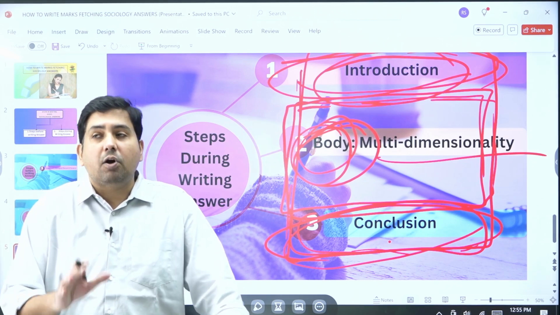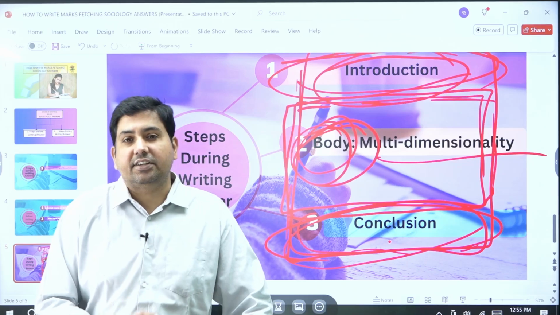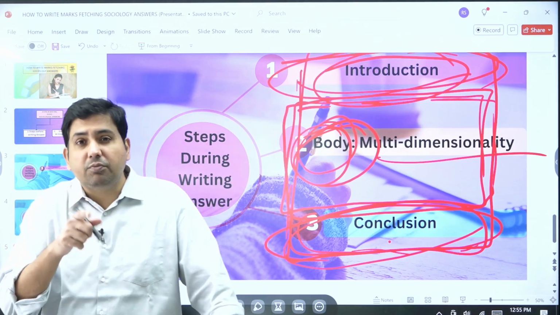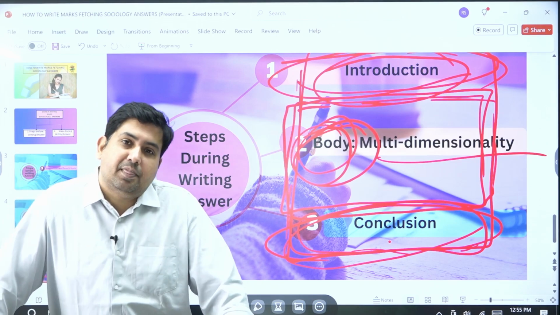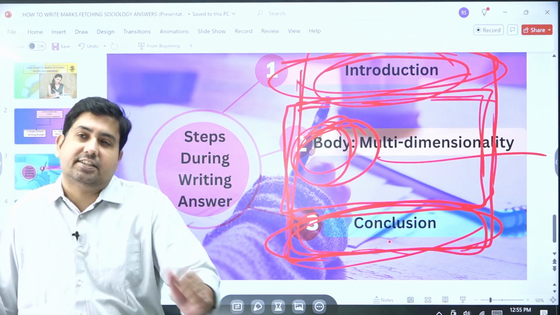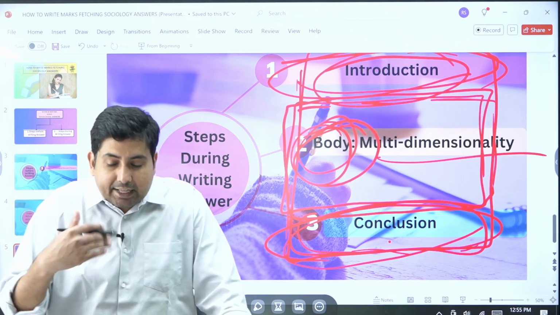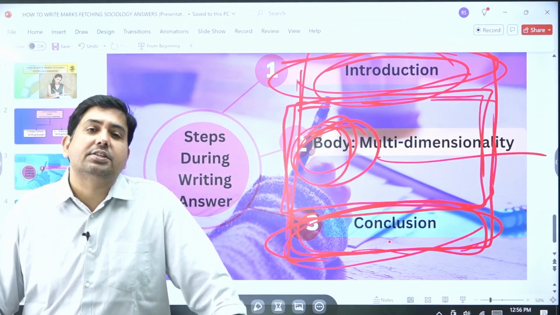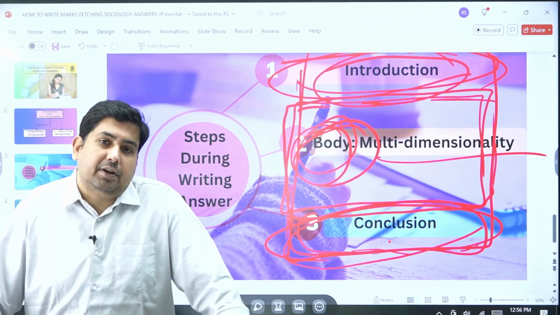So by incorporating these elements into your answer writing practice, you will not only improve the quality of your answer, but also develop the analytical capability required to excel in the UPSC mains sociology paper. I hope you agree.